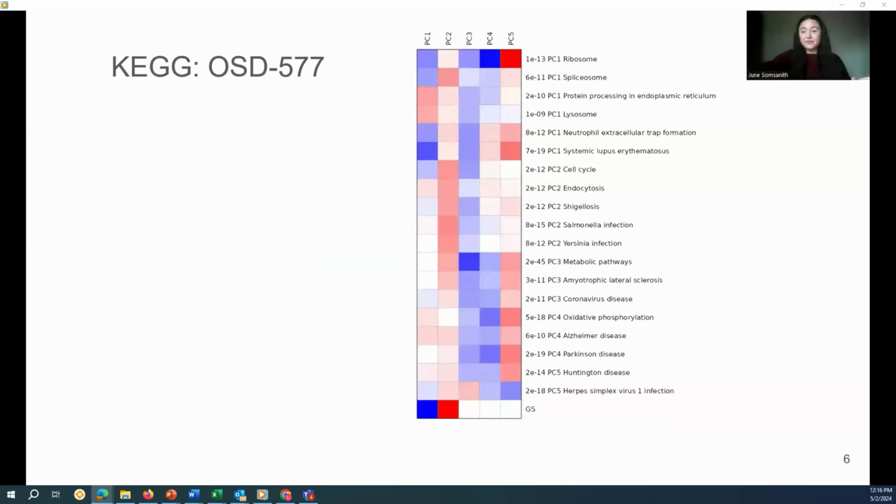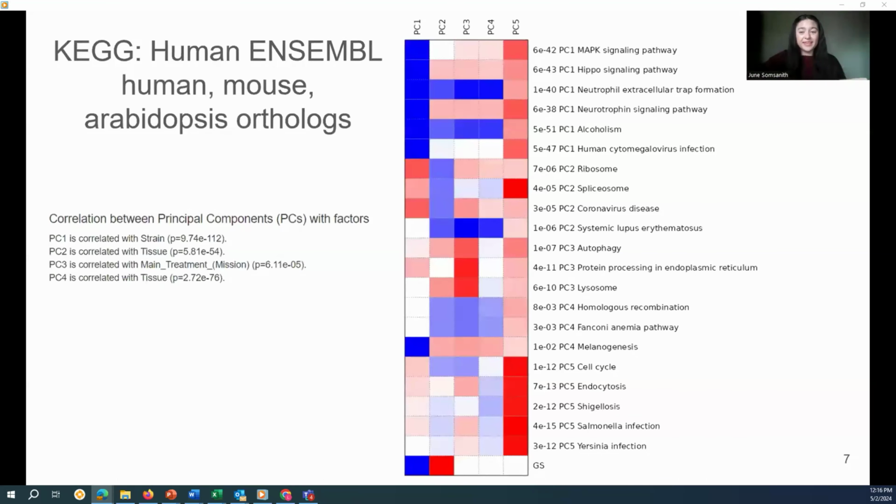Here, for reference, this will also be on my GitHub page: the KEGG for the single study, and this is the KEGG for the combined one. The principal component analysis factors are here in the corner.